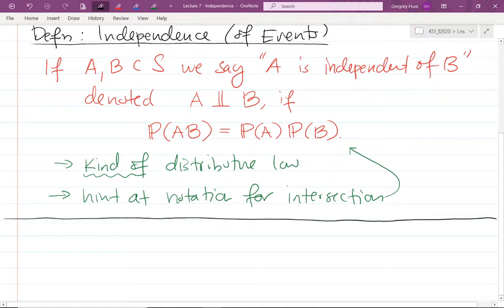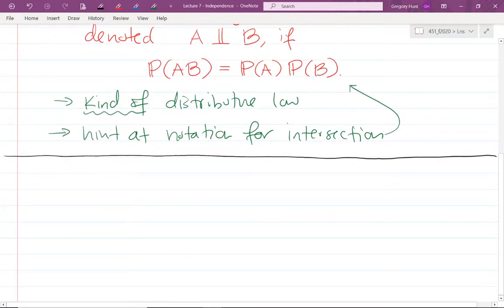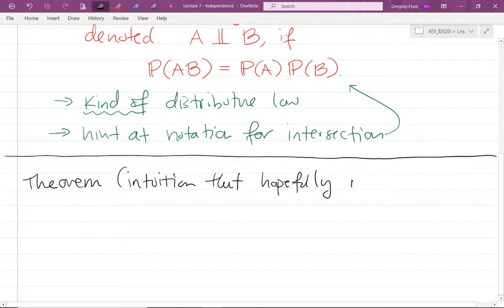It doesn't really seem like this captures our layman's definition of independence, but probabilists have thought about this for maybe 100 years, and this is the best way of defining independence. We'll see in this lecture that many of the other intuitions we have follow from this definition. So here we could write a theorem, or some intuition that hopefully is true, and we'll see it is true.